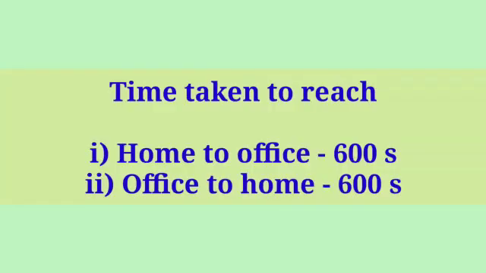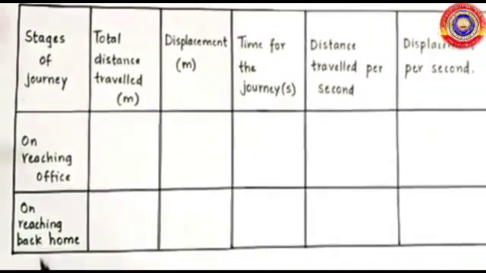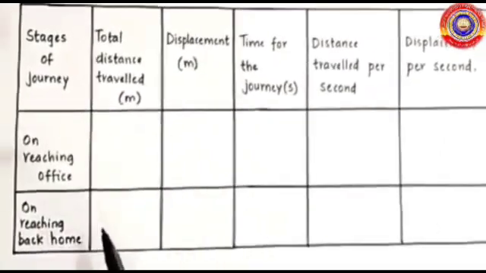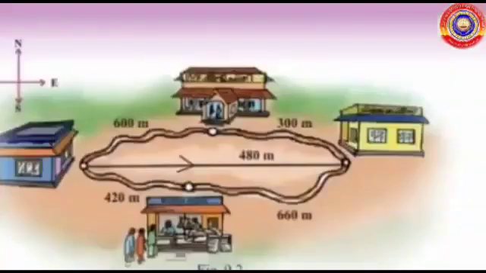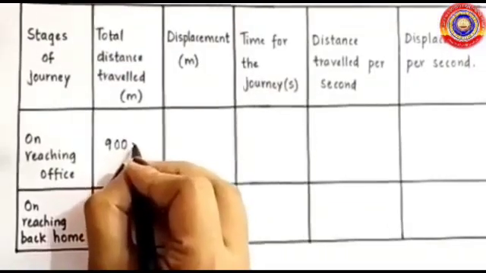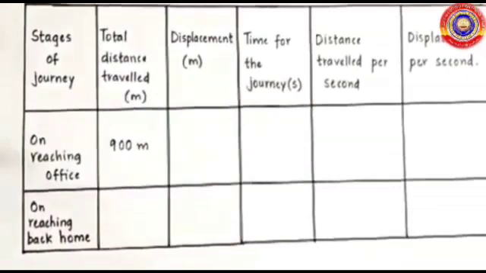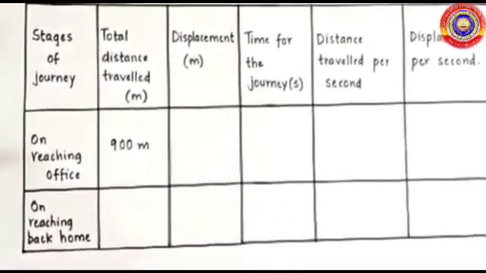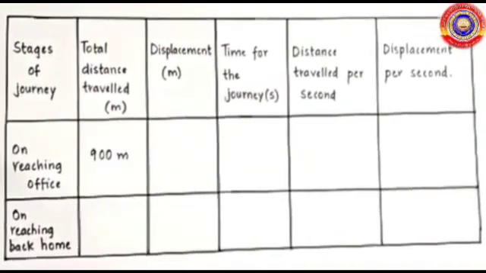Let the time taken to travel to office be 600 seconds. Similarly, the time taken to return to his home is also 600 seconds. Based on this, let's complete the table. On reaching office, the total distance he has to travel is 600 meter plus 300 meter, that is equal to 900 meter. 900 meter is the total distance travelled by him to reach office.